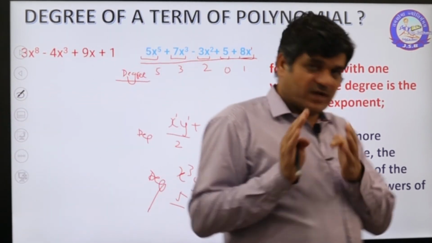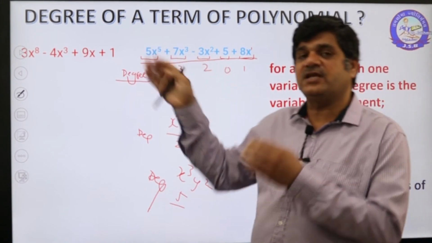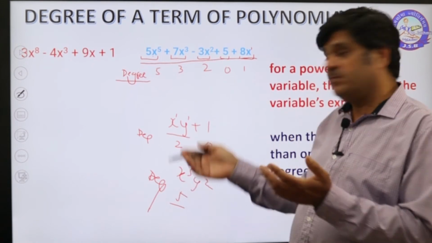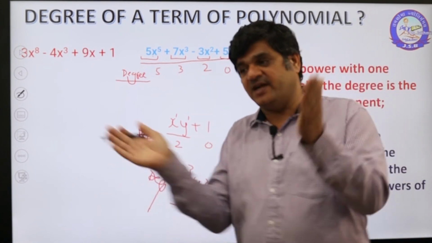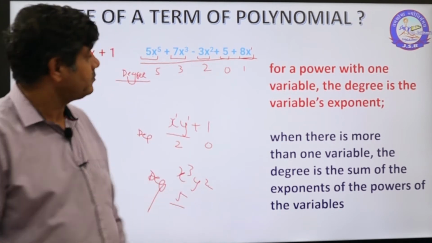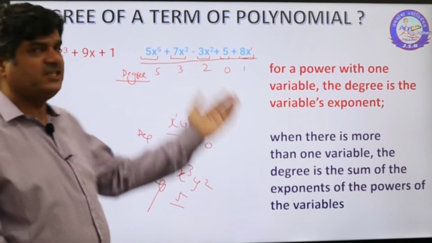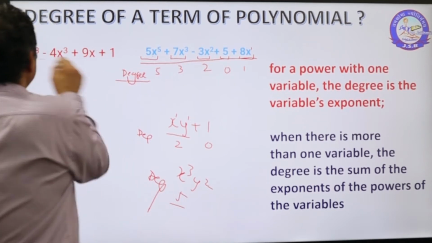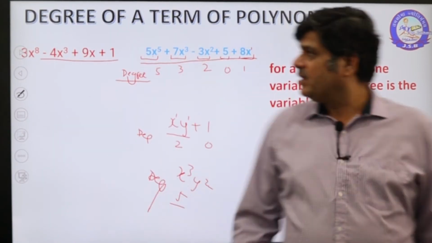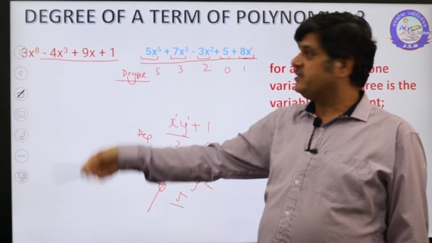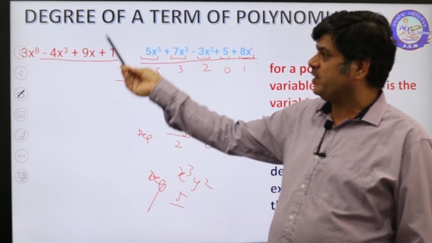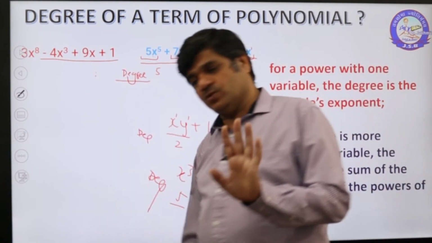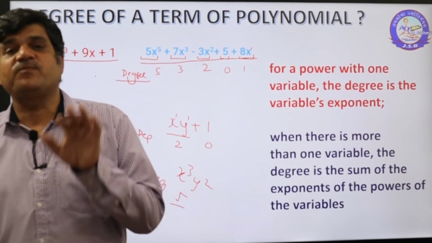So if there is only one variable, then you have to just look at the exponent or power of that variable. If there are 2 or more than 2, in multiplication, you have to just add up all the powers. So that explains what the degree of the term of polynomial is. Look at this other one. What's the degree of each term here? X to the power 8, so its degree is 8. X to the power 3, so its degree is 3. X to the power 1, so its degree is 1. Here, x to the power 0, so its degree is 0. So that is the concept of the degree of term of polynomial.